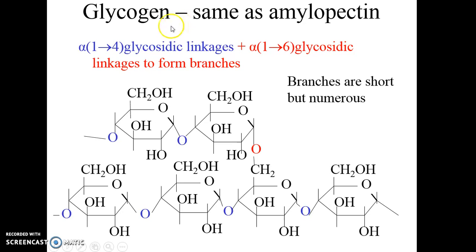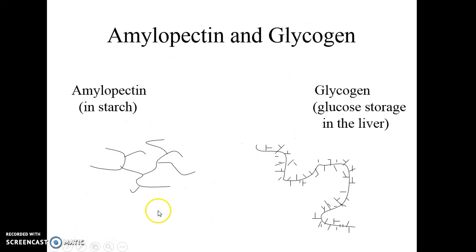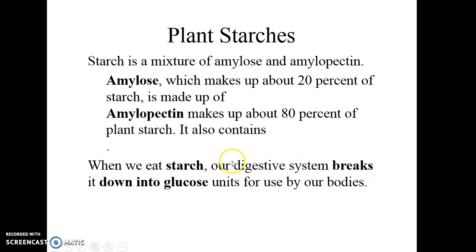In glycogen, it looks just the same as amylopectin. Alpha 1,4 linkages in the long chain, and then alpha 1,6 to attach a chain. You have branches just like amylopectin, but what you have is lots and lots of little short ones. So amylopectin looks something like this, and glycogen kind of looks like a hairy worm.